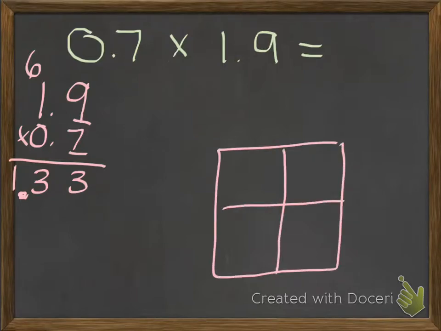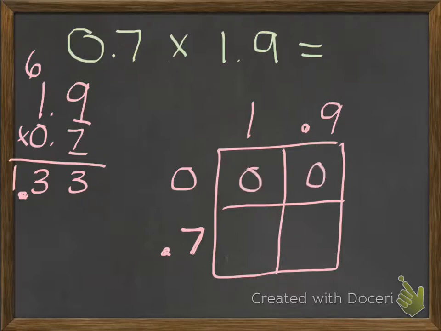Let's use the distributive property to figure that out as well. So I've got 1.9, and then I have 0.7. I don't have to put the 0 up there, but I'm going to. So 1 times 0 is 0. 0.9 times 0 is 0. 1 times 0.7 is 0.7. And then 0.9 times 0.7, there's the tricky part.